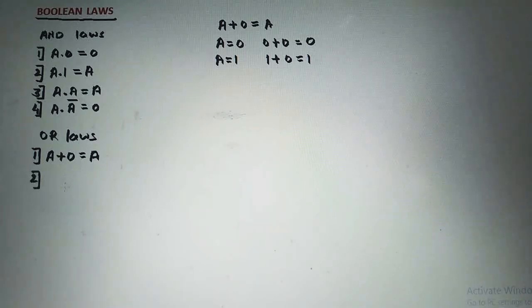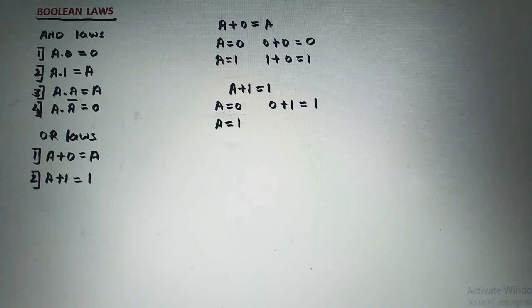Next, the second OR law is a plus 1 is equal to 1. So see here, a plus 1 is equal to 1. If we take a is equal to 0, then 0 plus 1 is equal to 1. And if we take a is equal to 1, then 1 plus 1 is equal to 1 here. So we are putting the values of 0 and 1 here in this second OR law, that is a plus 1 is equal to 1.